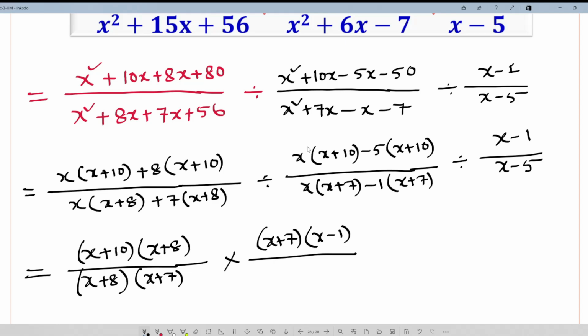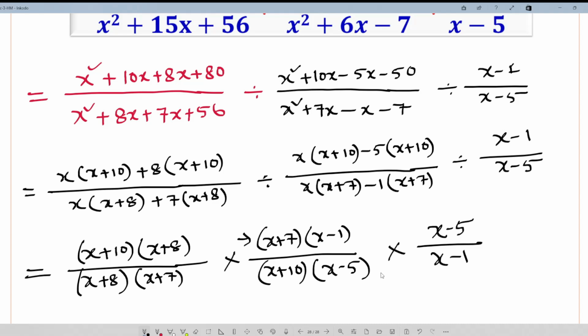This denominator becomes numerator and numerator becomes denominator. So here is x plus 10 divide x minus 5. Similar product sign. So this x minus 5 becomes numerator and denominator will become x minus 1.